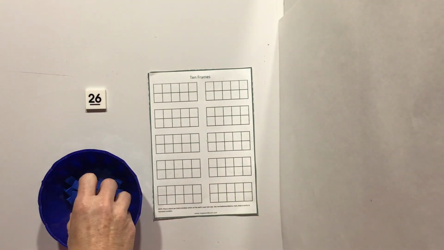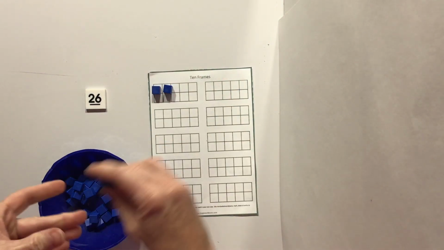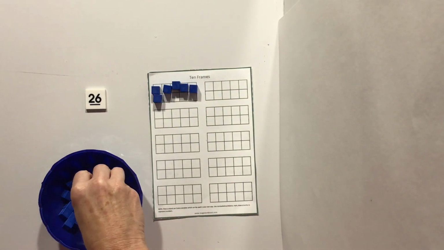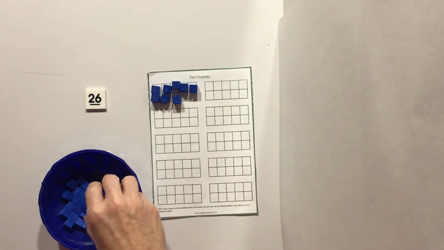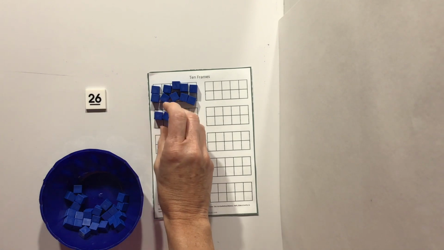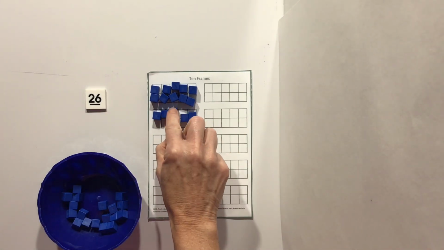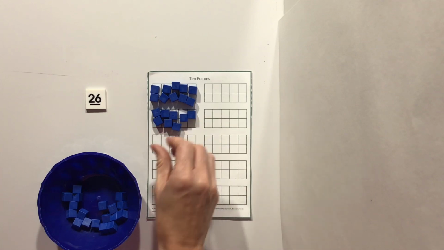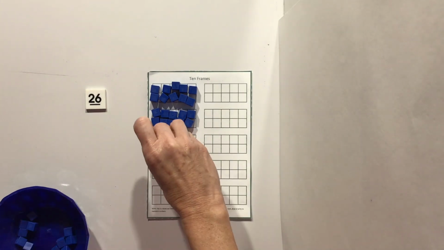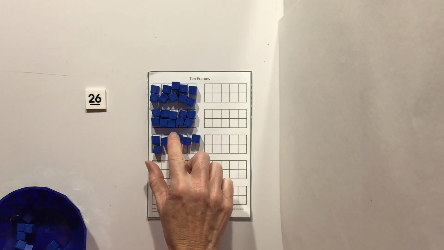At this stage, if they're very familiar with 10 frames, they will no longer need to count by ones because they know a filled frame is worth 10. So I really do not need to count. I just need to fill until I know I have 20. So here I have 10. I'm working on, now I have 20, and then 26. So I will ask the student, count for me.